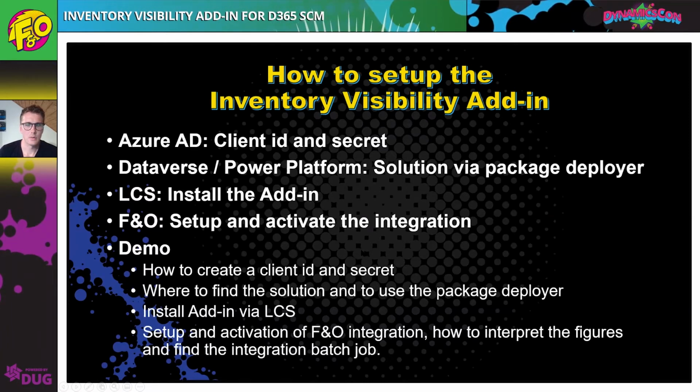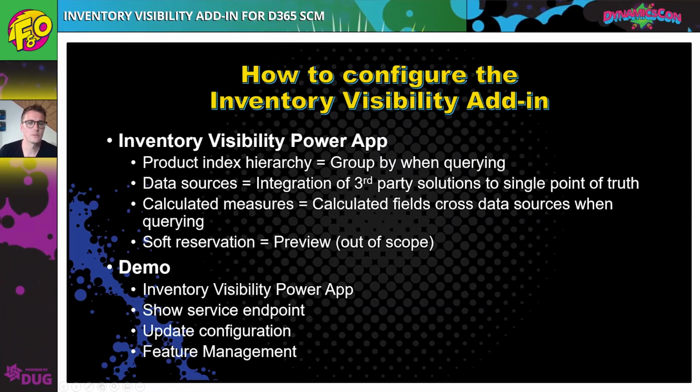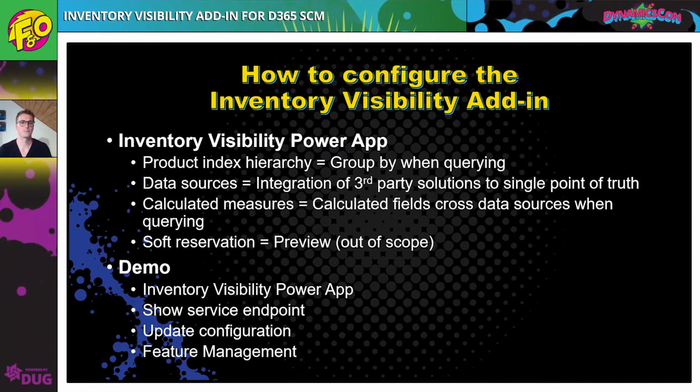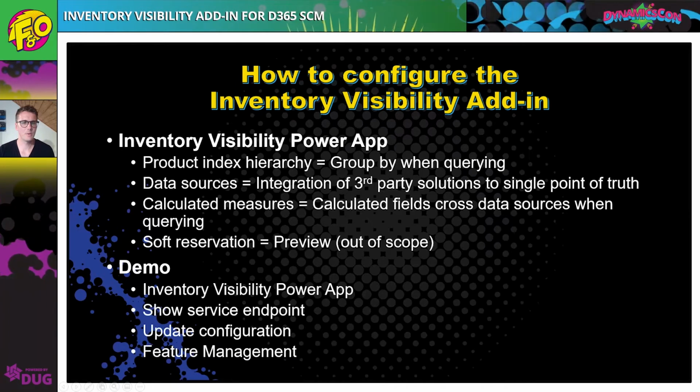The next one is how to configure the inventory visibility add-in. As I showed you or told you before, there's an inventory visibility add-in Power App. This one got installed via the solution package deployer. And there you will set up some details of your inventory visibility add-ins, so the behavior of the microservice. How this works, I will show you in my next demo.